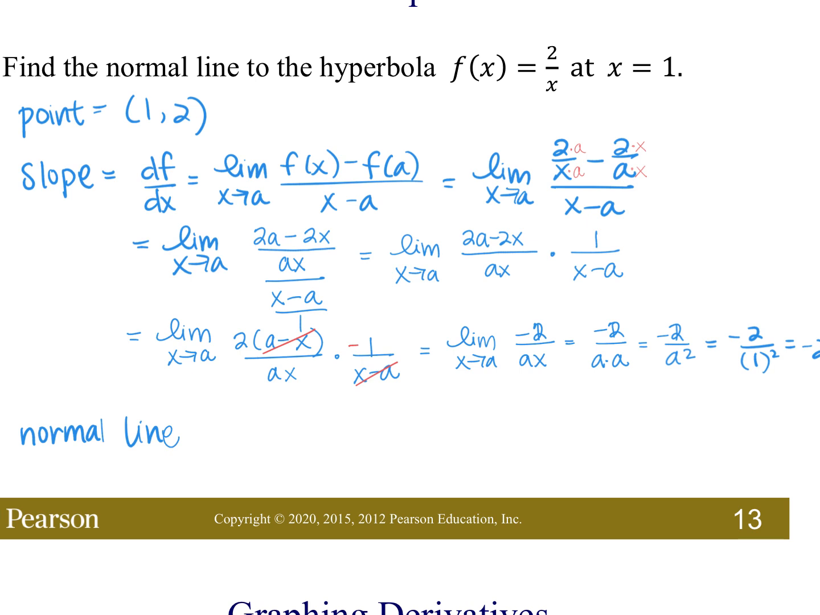So the normal line would be y minus 2 equals space x minus 1, and I want to put in the normal slope, which is the perpendicular slope, compared to what I got. I got negative 2, which is the tangent slope, so then the normal slope would be positive 1/2.